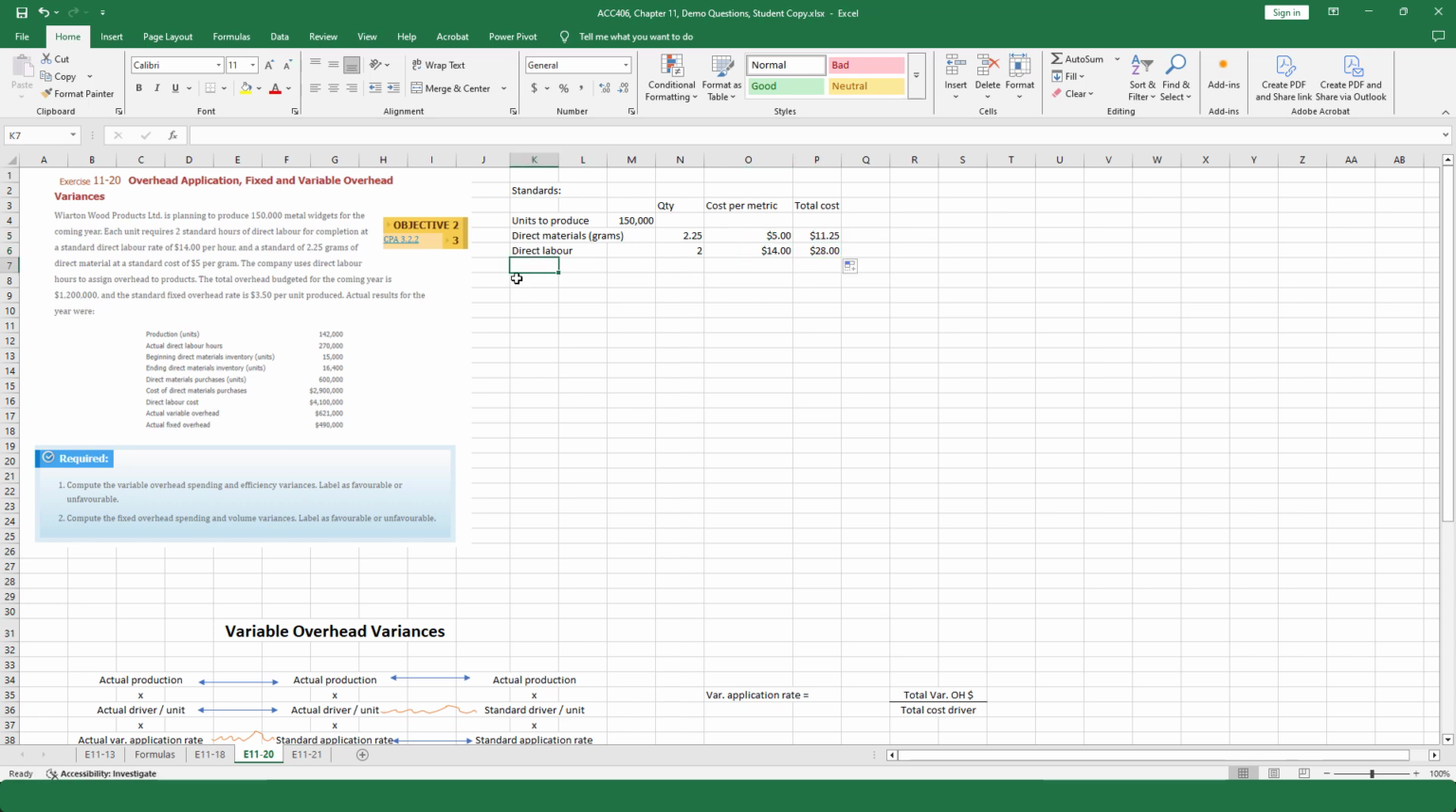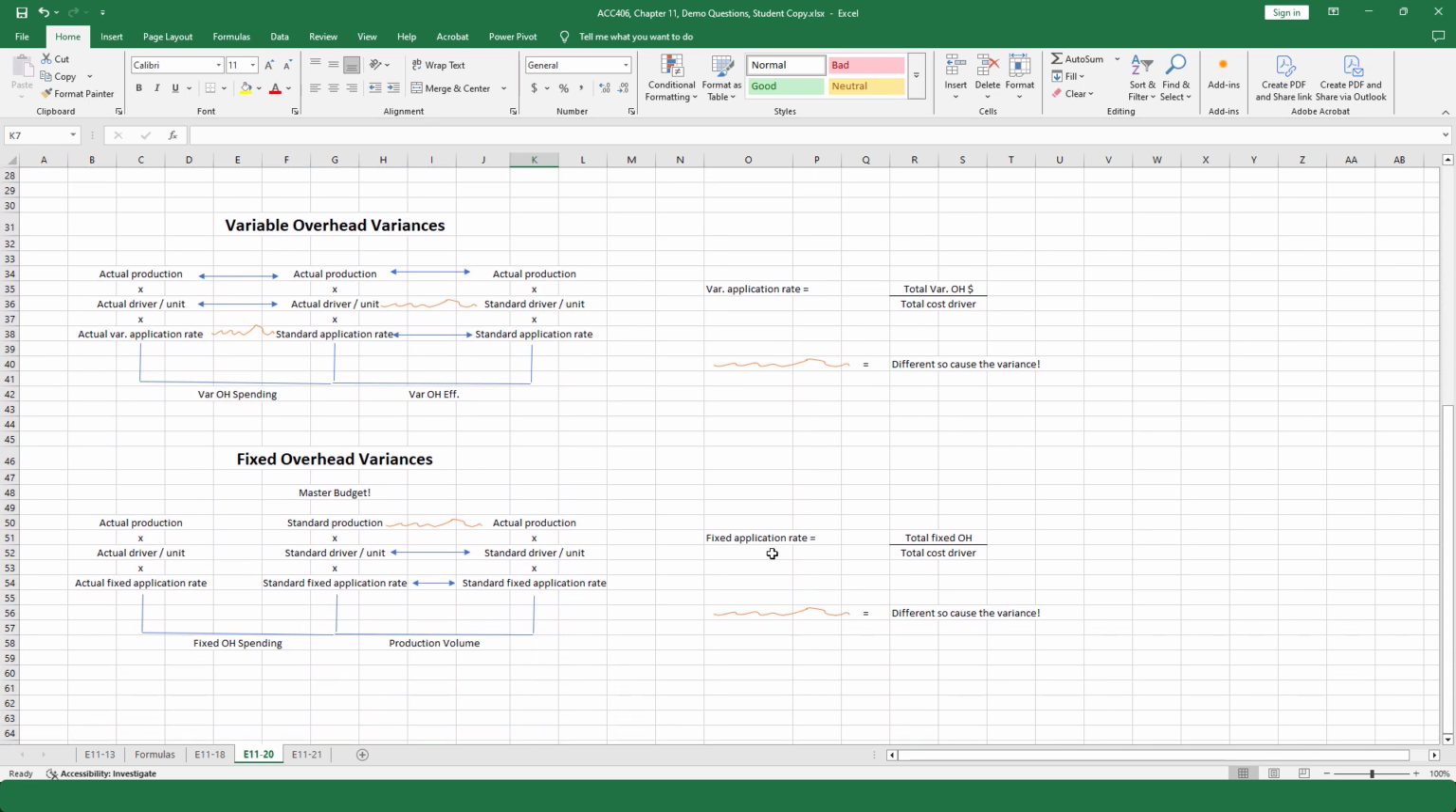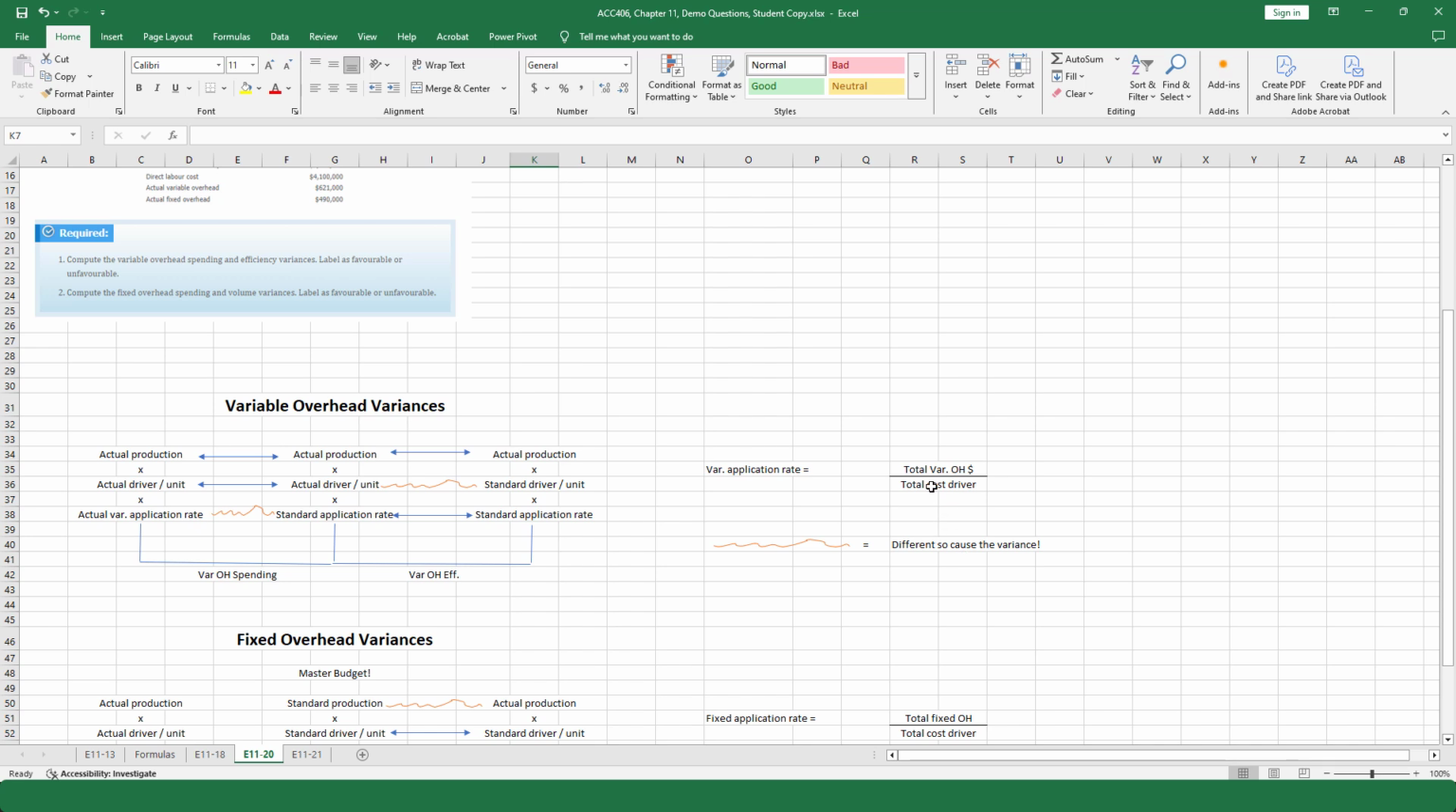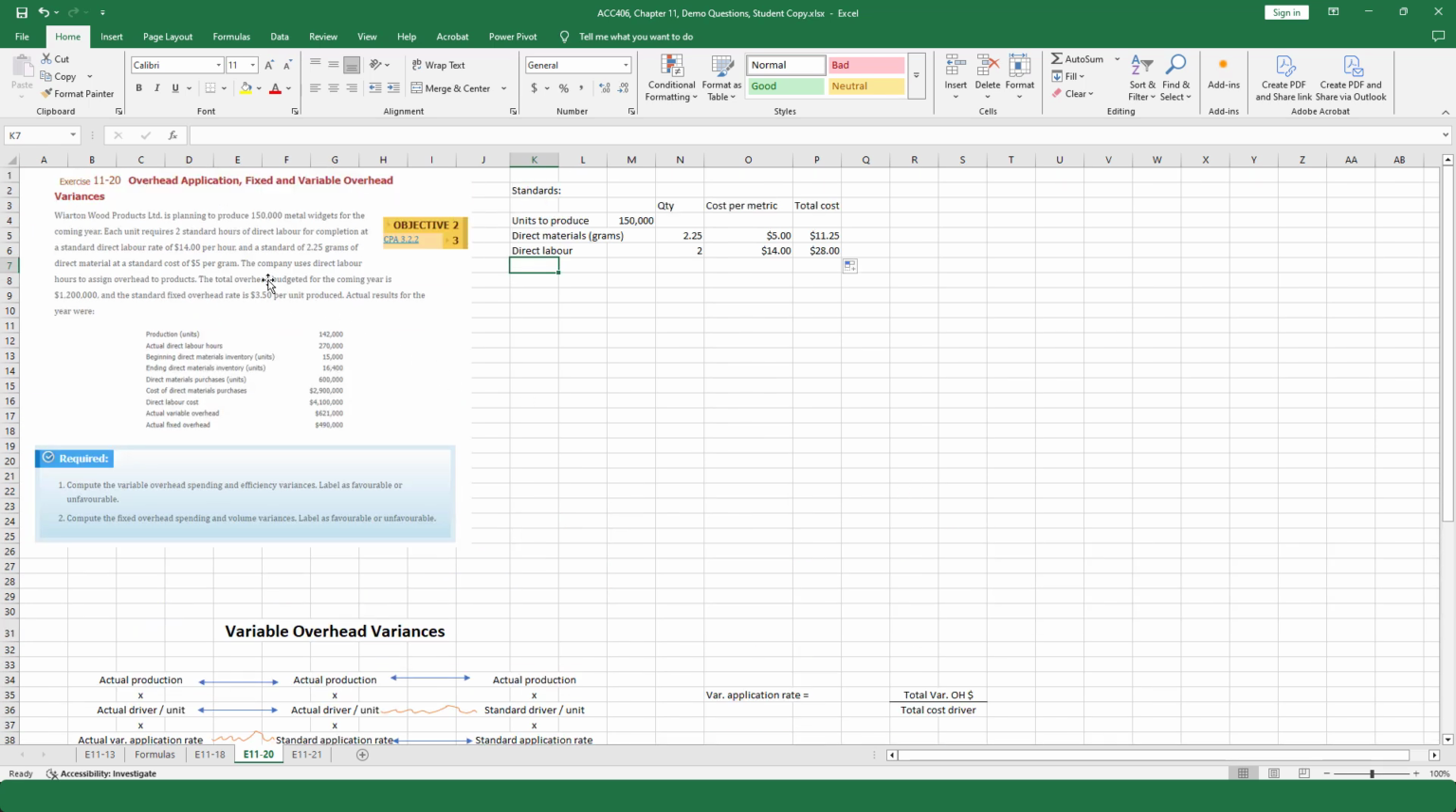There we go. It now tells me that the company uses direct labor hours to assign overhead to its products. So we know that when we're looking down here, with regards to the calculation of the application rate, they're going to use, as the total cost driver, standard direct labor hours to calculate the standard application rate. And here, same thing for the variable.